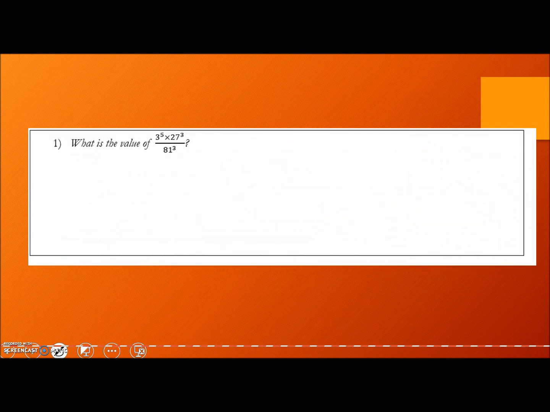So let's look at our first example. What is the value of 3 to the 5th times 27 to the 3rd over 81 to the 3rd power? You could use your calculator if you're allowed and just plug it in. However, you cannot count on being able to use this because this could very well be in the no calculator section. So I'm going to show you how you could do this without a calculator, because I definitely don't want to do 3 to the 5th power and 27 to the 3rd power. That sounds terrible and it's going to take you way too long.